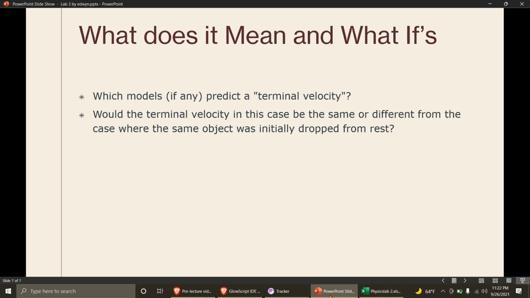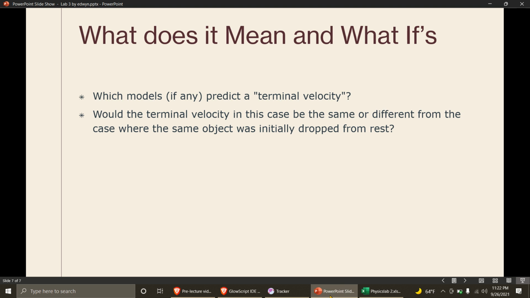Which models, if any, predict terminal velocity? All three of them can predict terminal velocity, but the one with just gravity and no drag force will predict it slightly better than the other ones, because my observed one can be used as well, but not to a greater degree. The coded one without drag can predict terminal velocity slightly better than any of the three.